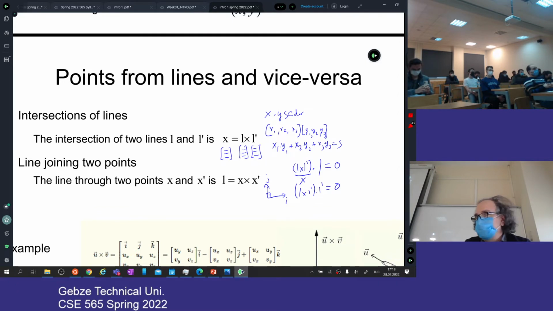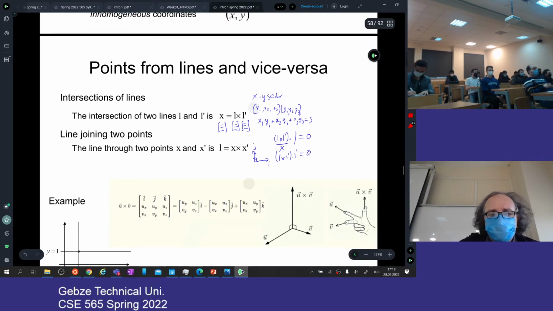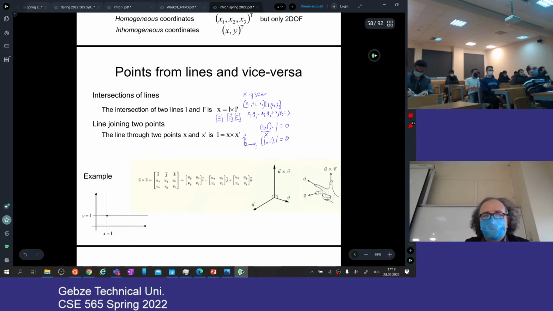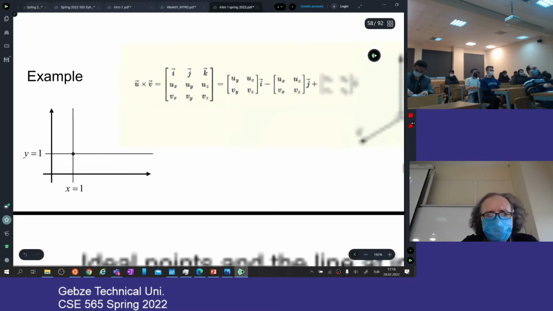Okay? So this comes from the definition of the homogeneous coordinates. Okay? Points from lines and vice versa. Good. So to get the cross product, you know what it is. Okay? You know what it is. Can we do this?